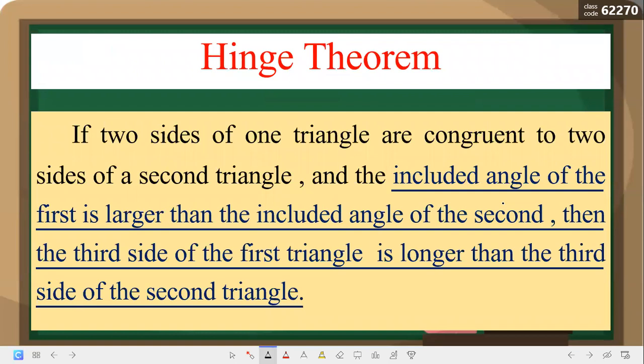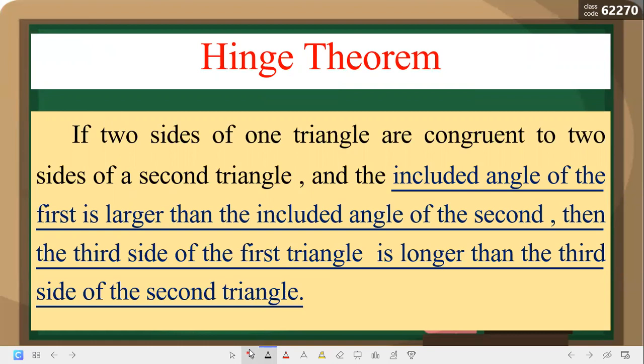Then we have the hinge theorem. It states that if two sides of one triangle are congruent to two sides of a second triangle, and the included angle of the first is larger than the included angle of the second, then the third side of the first triangle is longer than the third side of the second triangle.